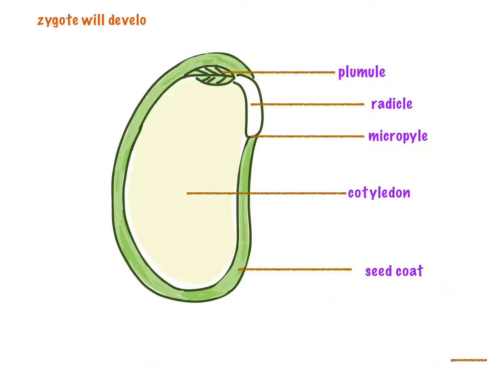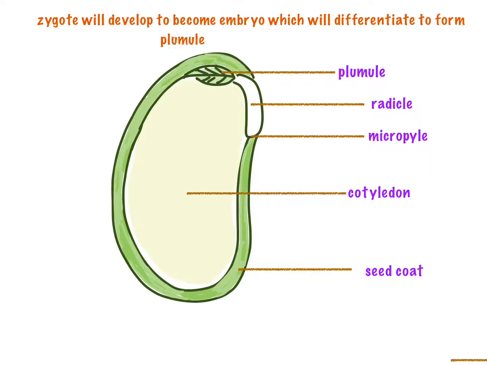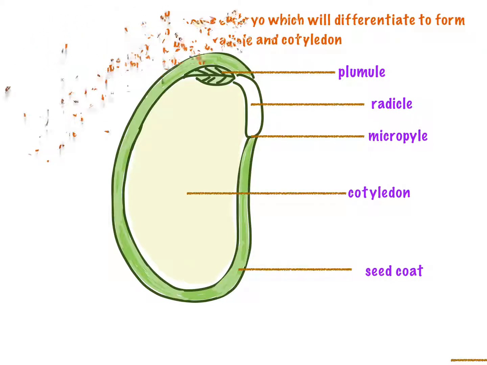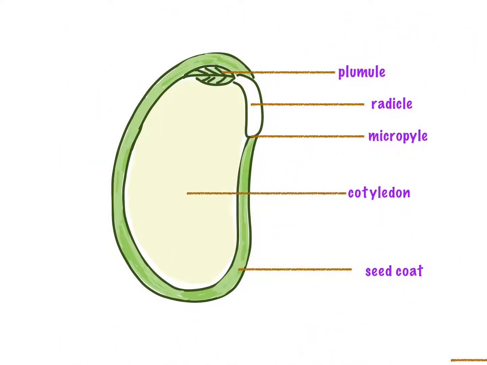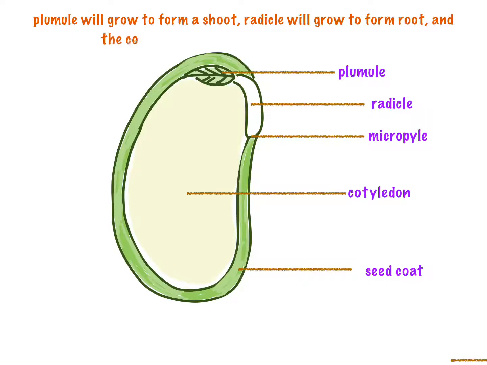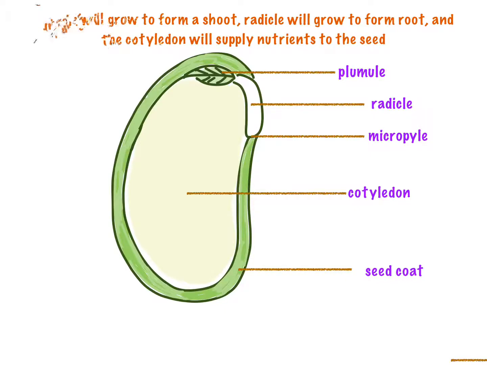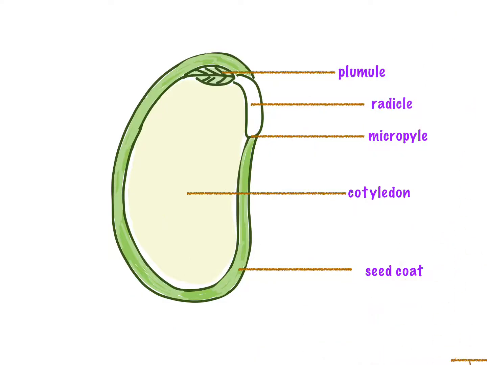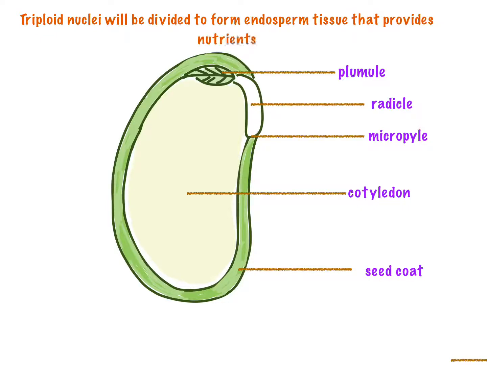Zygote will develop to become an embryo which will differentiate to form plumule, radicle and cotyledon. Plumule will grow to form a shoot, radicle will grow to form roots, and the cotyledon will supply nutrients to the seed. Triploid nucleus will divide to form endosperm tissue that provides nutrients.